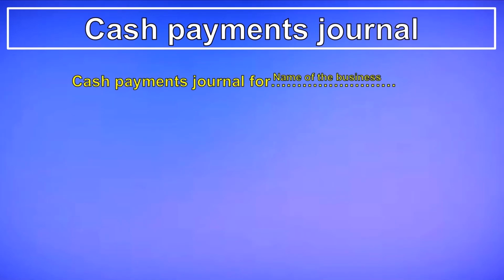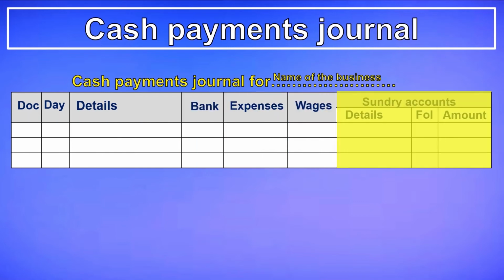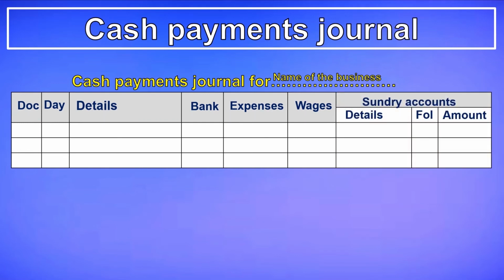Let us look at the example of a cash payment journal. The type of the journal and the name of the enterprise is always on top, or you can call it the title of the journal. It has the doc, the day, the details, the bank, expenses, wages, and the sundry account, which is the amount and the details column. Let us explain the columns in the payments journal.